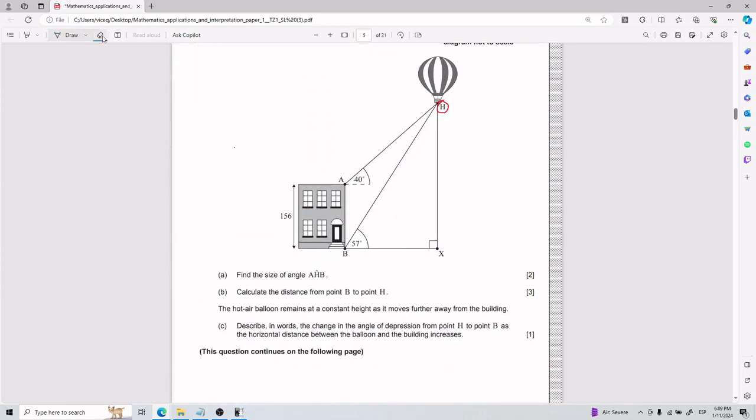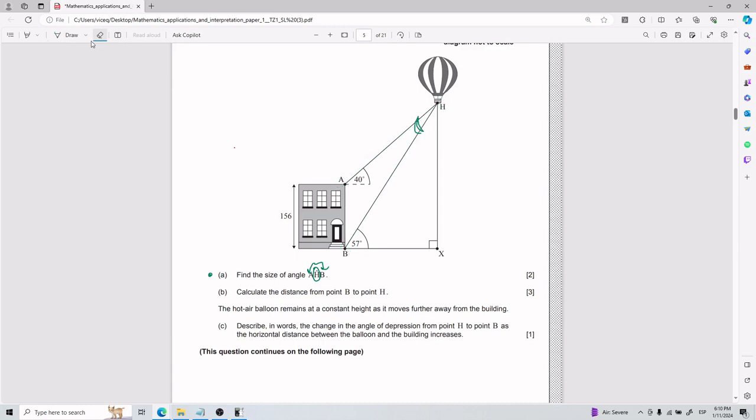Now we can start talking about the problem. For part A, they ask us to find the size of angle AHB. When they put it in that order, they're asking for angle H, which is next to A and B. So you look at AHB: there's my A, there is my H, there's my B. What is the angle that is formed by those lines? This one here. That is the angle that we are trying to find.